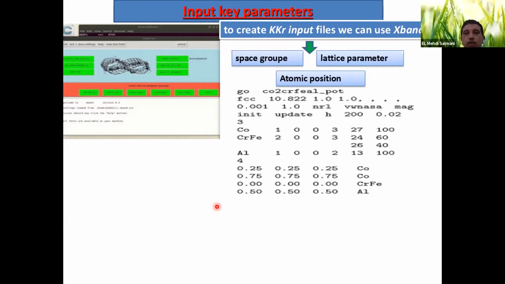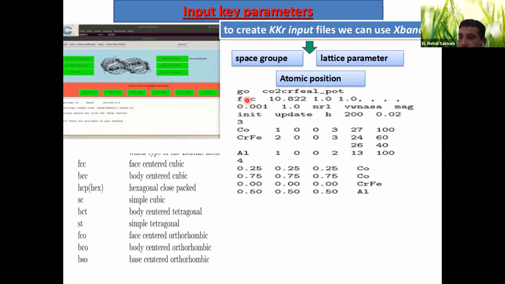As you see, this input file contains parameters which indicate the self-consistency. And after, we have FCC. FCC indicates the type of Bravais lattice. We can also have hexagonal. We can have also simple cubic and others. And also we have in the second line the lattice parameters concerning this structure.